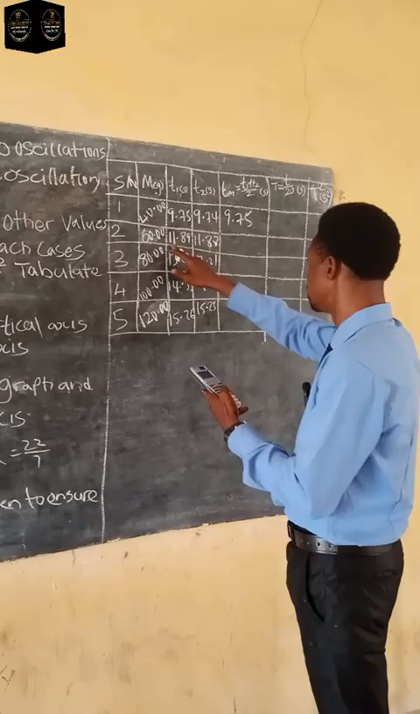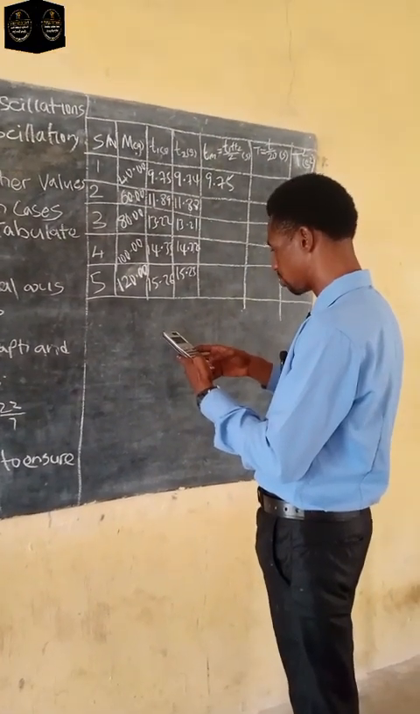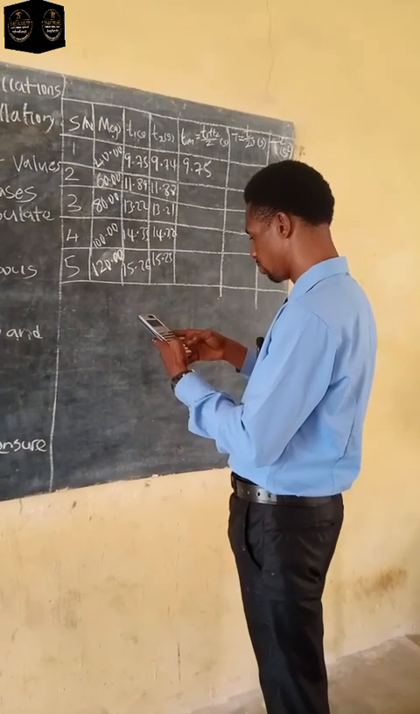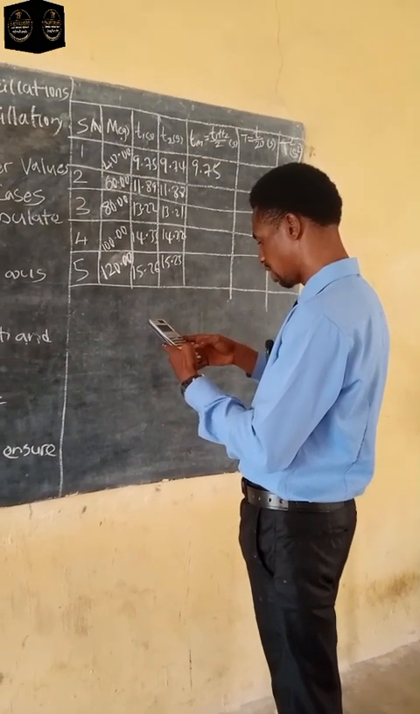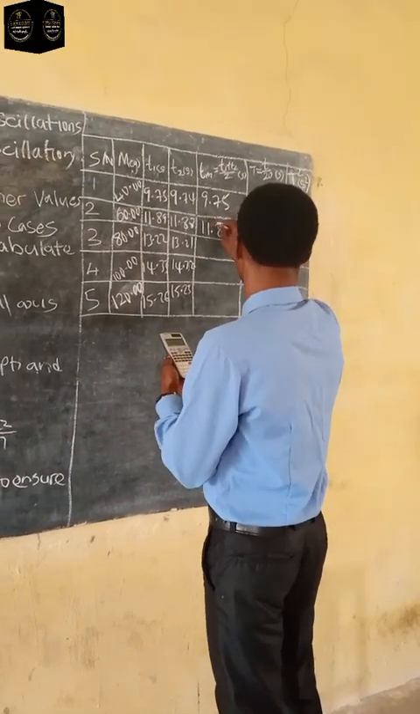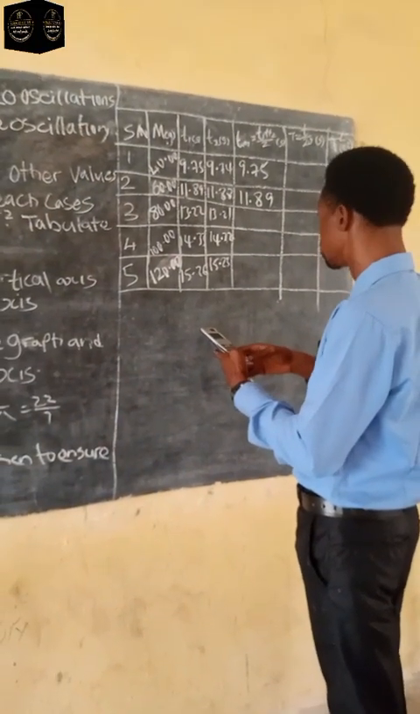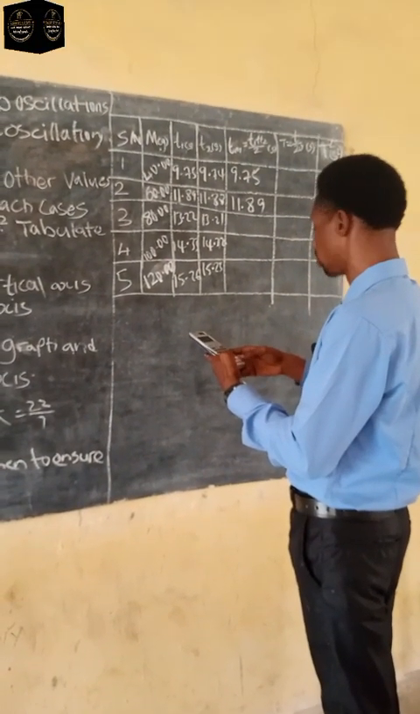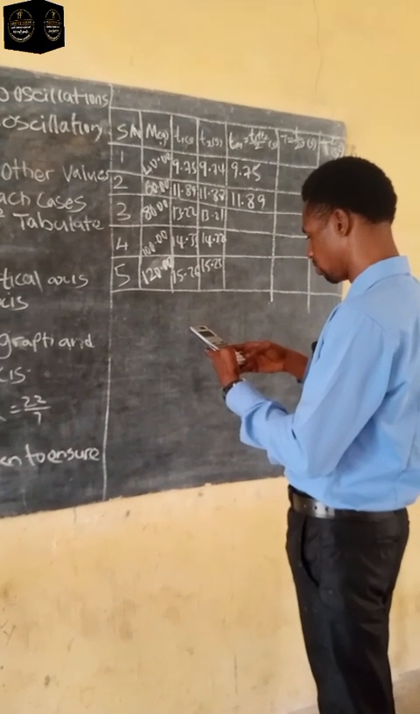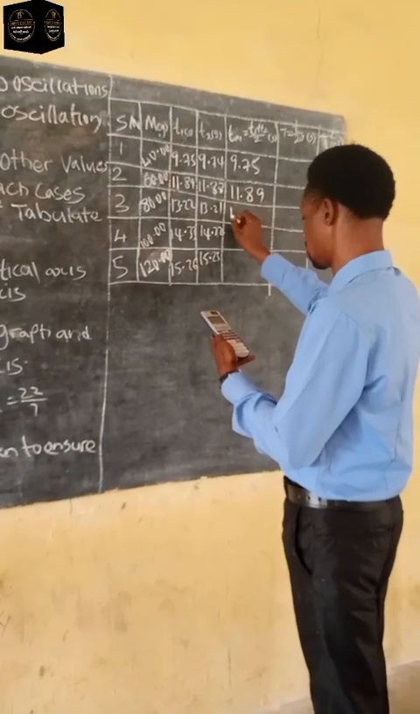Let me do it again. That is 11.89 plus 11.88 equal to this, divided by 2, so that will give me 11.89. So I'll do for this one also, that is 13.22 plus 13.21, equal to this divided by 2, so that gives me 13.22.